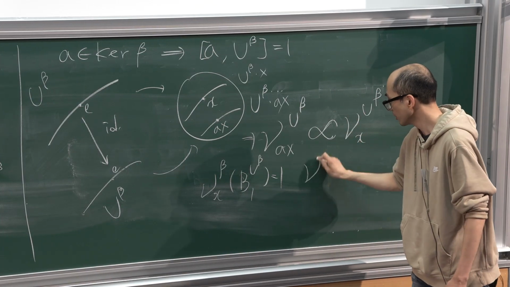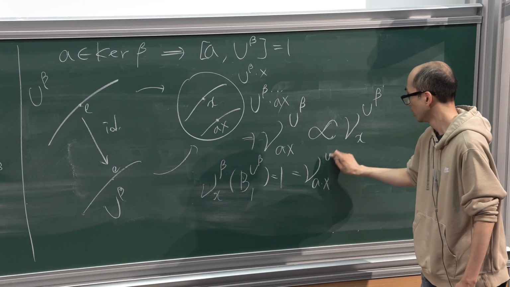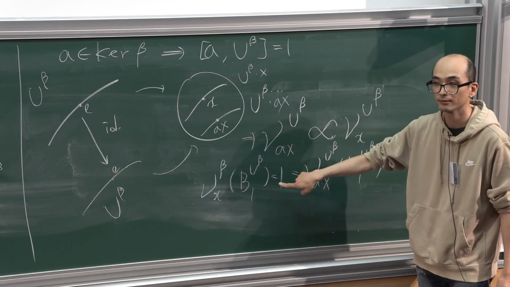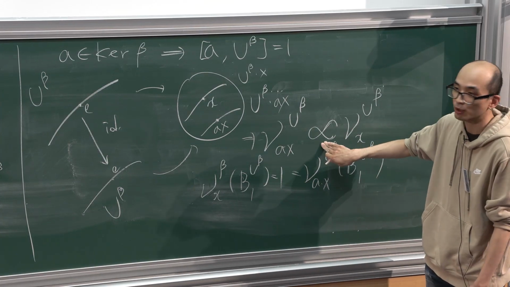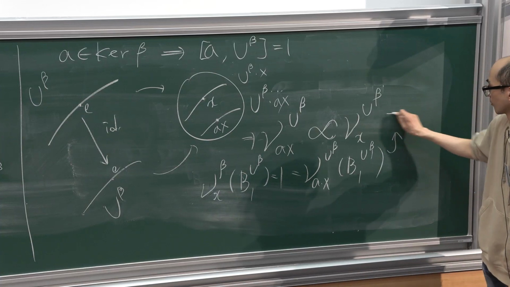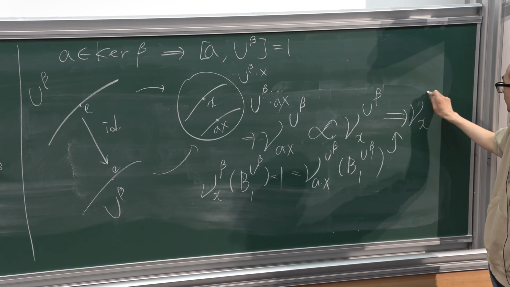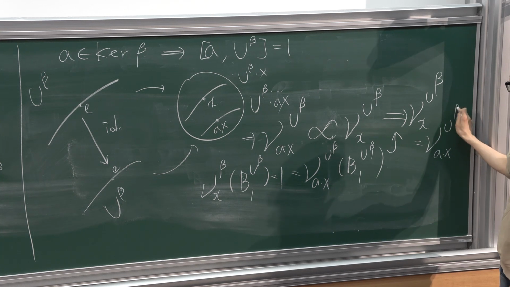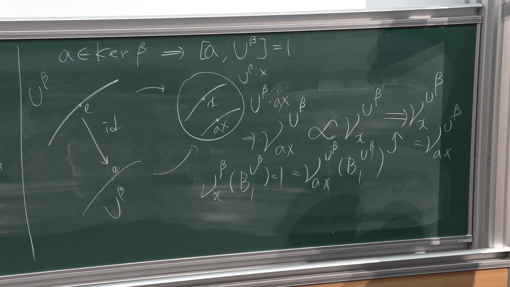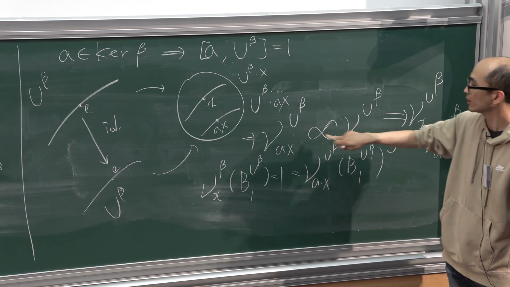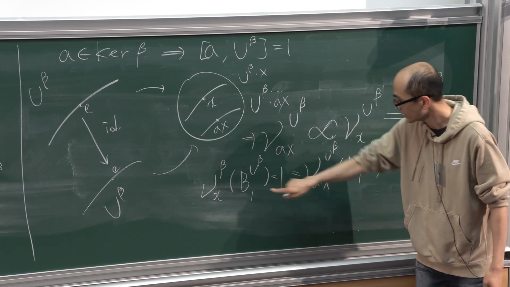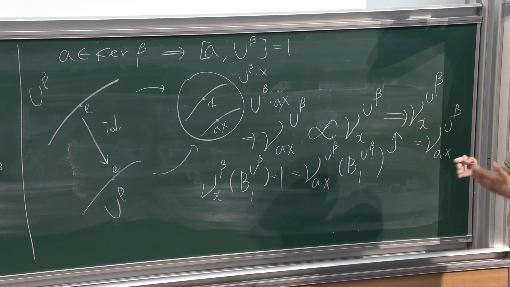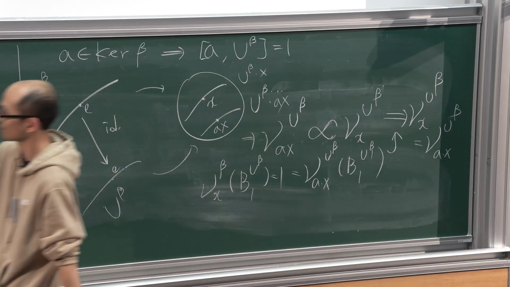And also I have Borel of radius 1 in U beta is also 1. That means actually this is not proportional. This is exactly the same. Right? Proportional means that there is a constant, that this is constant times this. But on the same Borel set, this has the same measure, so you should have the same measure.